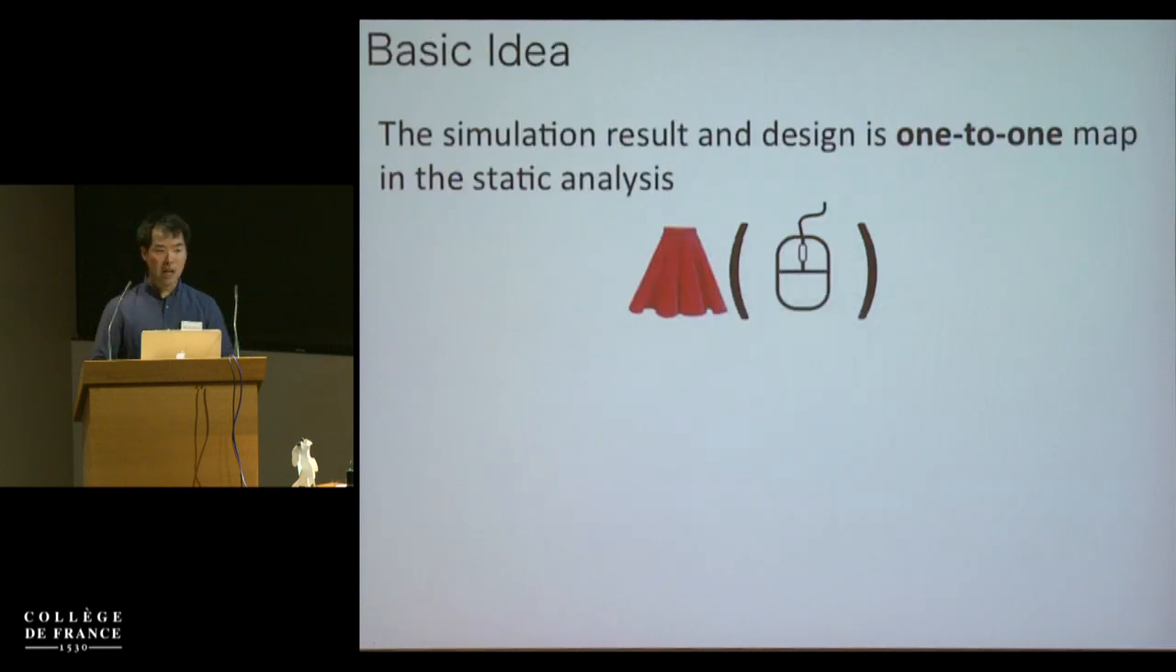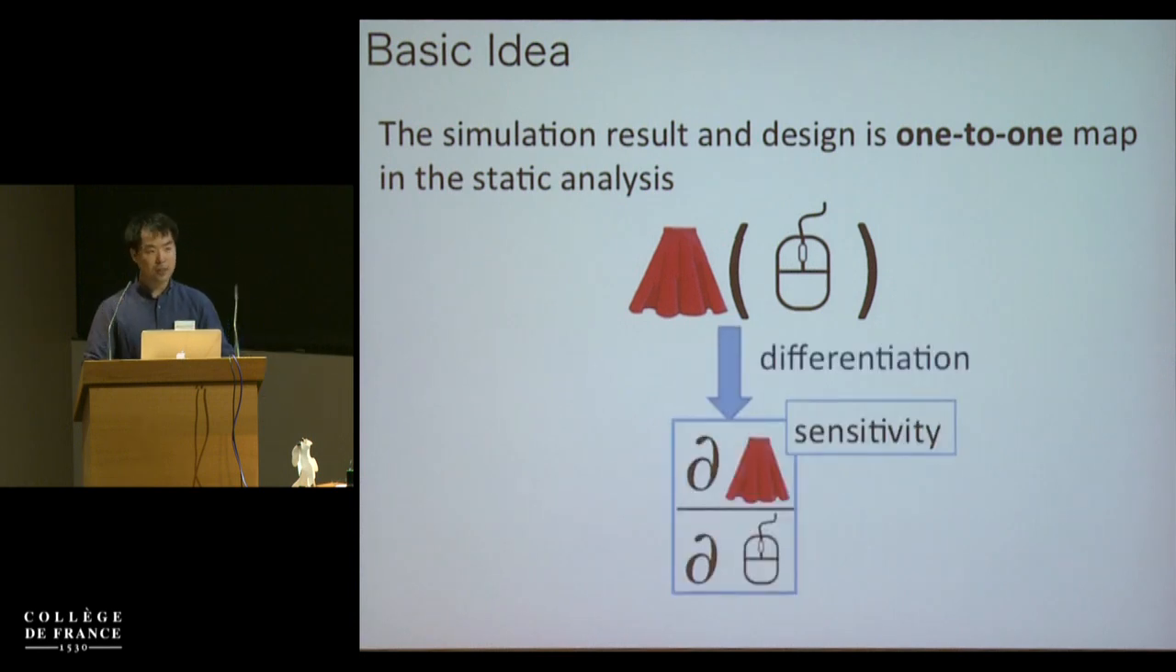So the basic idea to integrate the design and the simulation result is sensitivity analysis. Here we assume that the clothing is static and has a one-to-one mapping to the clothing pattern. And we change the mouse position. There is only one solution, a static clothing deformation solution. And we can write it as a function.